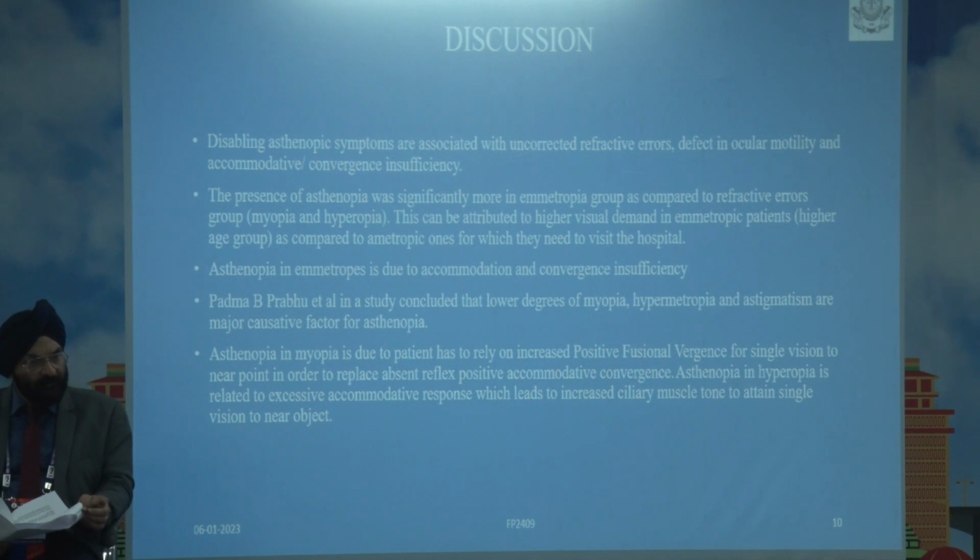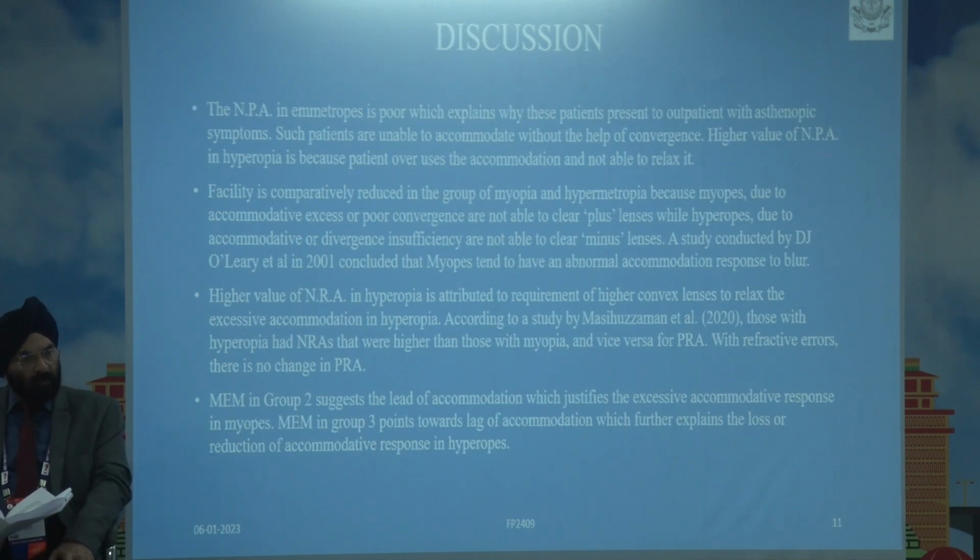Asthenopia in myopia is due to the patient having to rely on increased positive fusional versions for single vision to near point in order to replace the absent reflex positive accommodative convergence. While asthenopia in hyperopia is due to the excessive accommodative response, which leads to increased ciliary muscle tone to attain single vision to a near object.